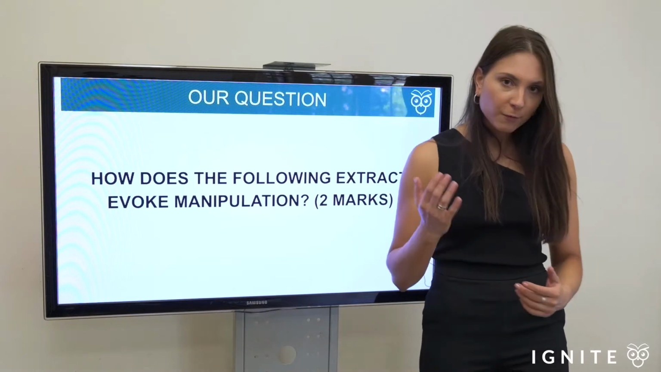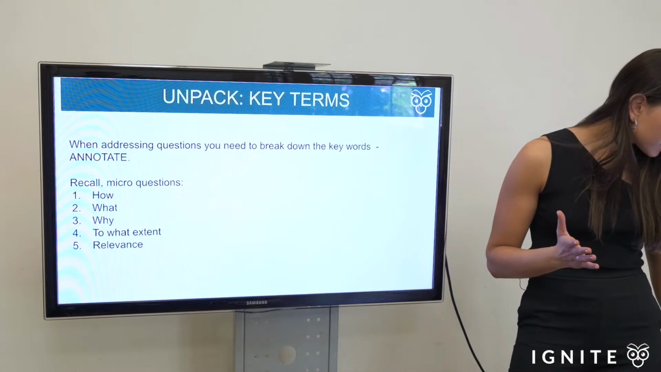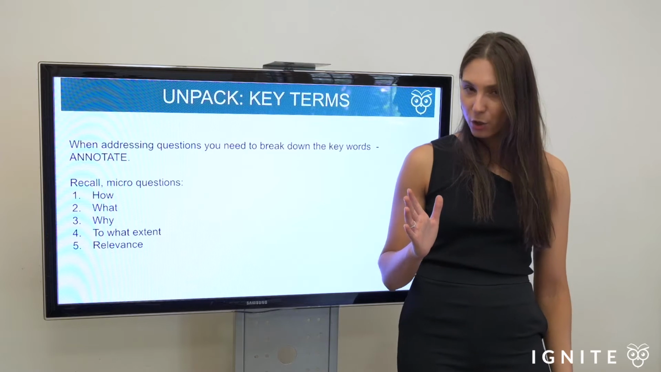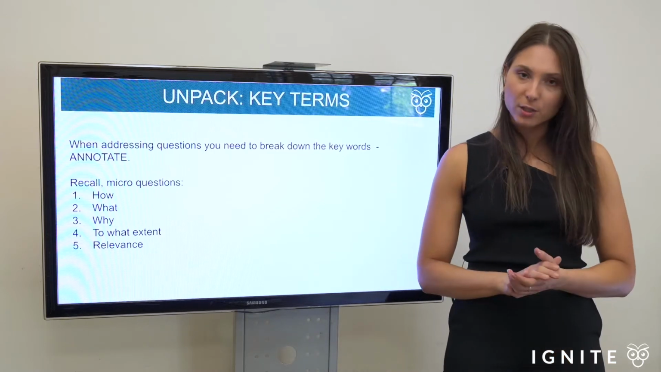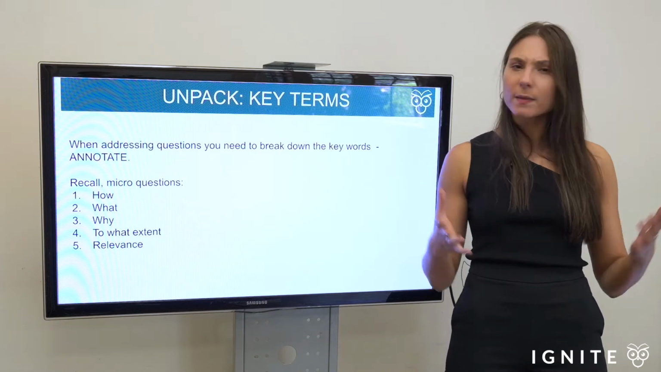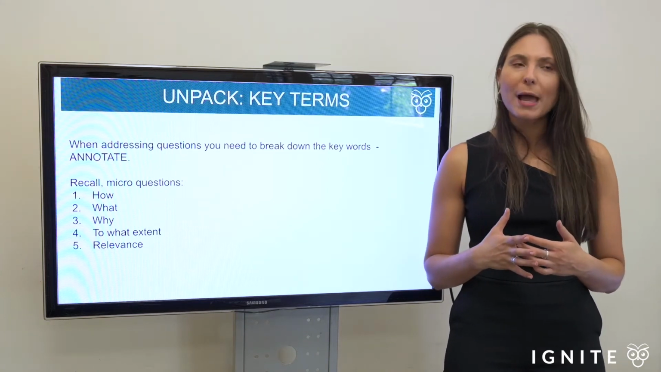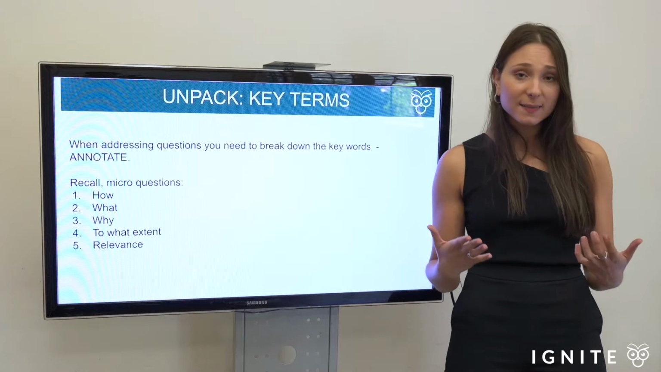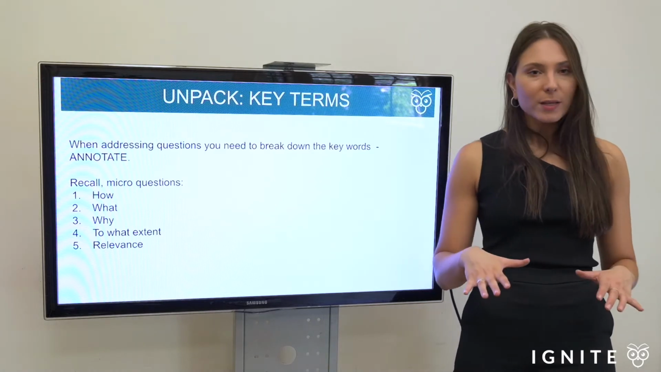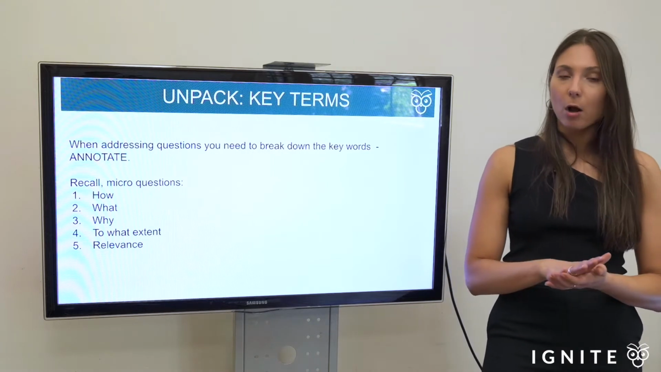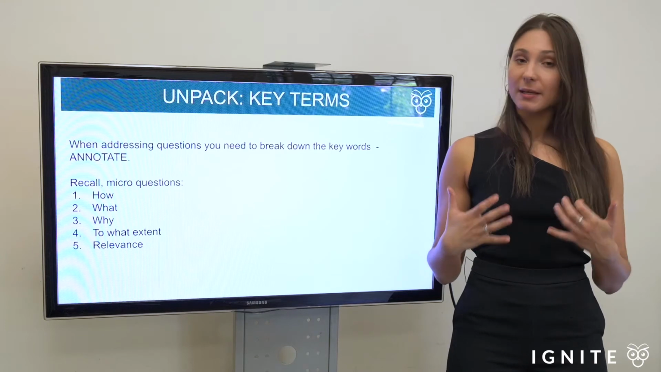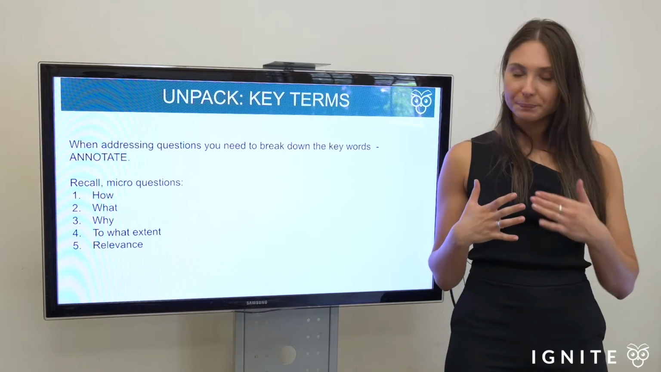Now, whenever we are confronted with a question, it is so important that you work through the question and you identify key terms and you unpack the key terms in the question. So if you're a student and you're wondering, how can I strengthen my topic sentences and comprehension, or how can I even strengthen my thesis statements, this is really, really useful for you. So whenever you get a question, it's so important that you start off by identifying the key word in the question. In this question, our key word is manipulation.